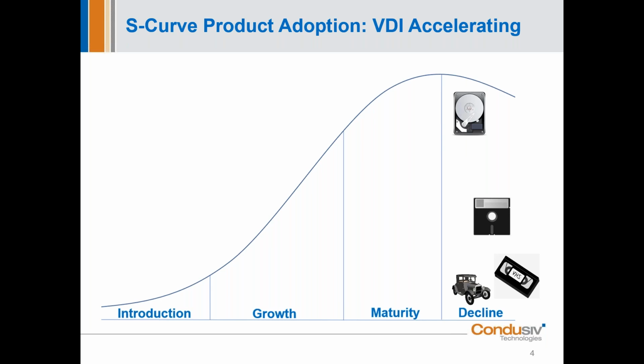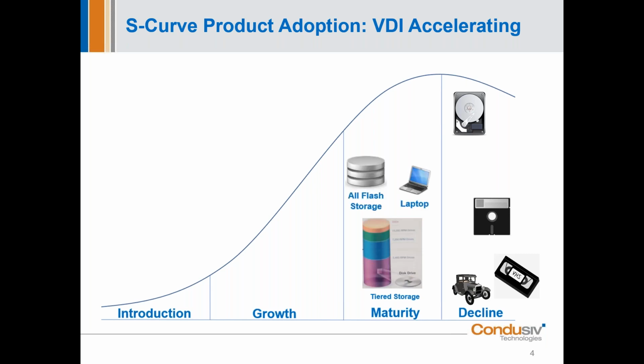We still have a lot of them out there, but they're really starting to be replaced by SSD and flash. Tiered storage is at a very full maturity point. We've got individual laptops and clients. All flash storage is very mature, and also virtualization is quite mature as well. We got to watch that spread across the landscape, and it's really neat.